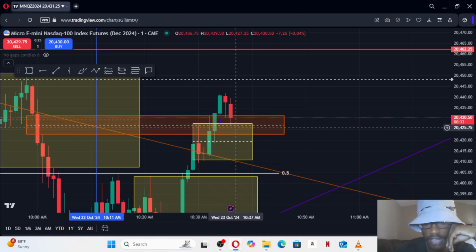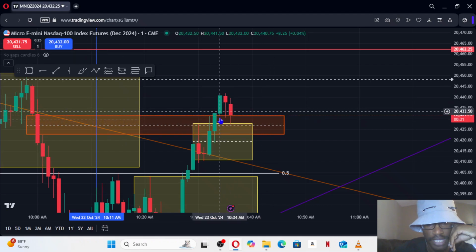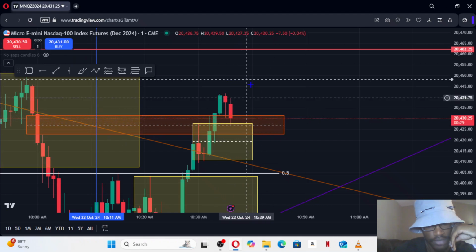Because I don't want a down close. I don't want this candle to close below this last up close candle to try to take a buy from it.